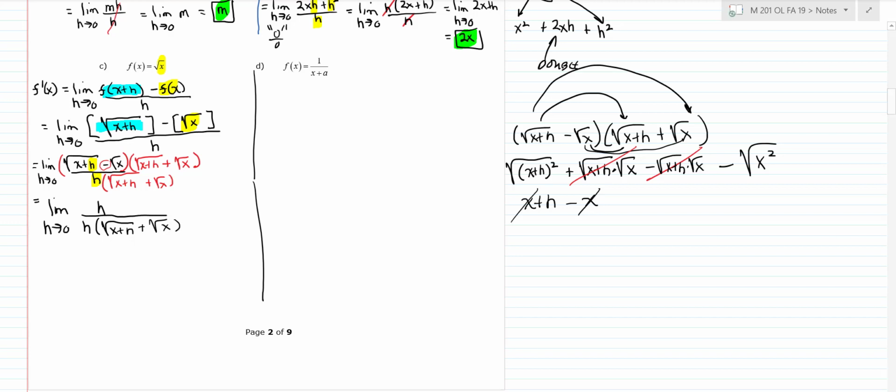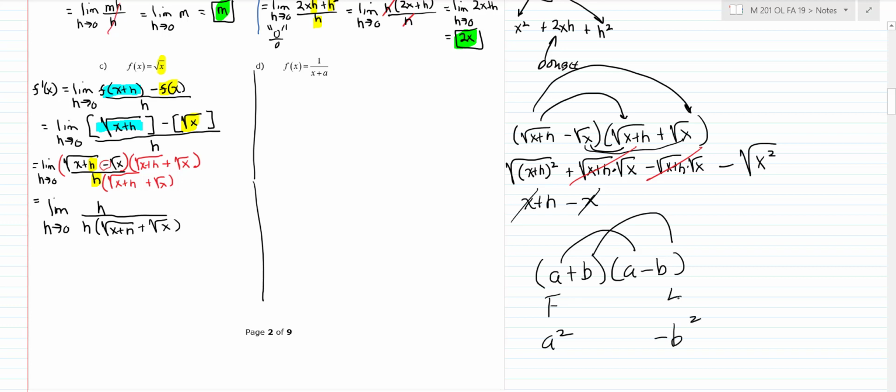Okay, I want to show you a way that you can do this in your head. If you ever encounter something like this, if you have a plus b times a minus b, that's the form we just did here. You do the first, which is a squared, you do the last, which is minus b squared, and then the outer and inner cancel out. So you can do that in your head. That problem right there, getting that value with the FOIL, you can do in your head.